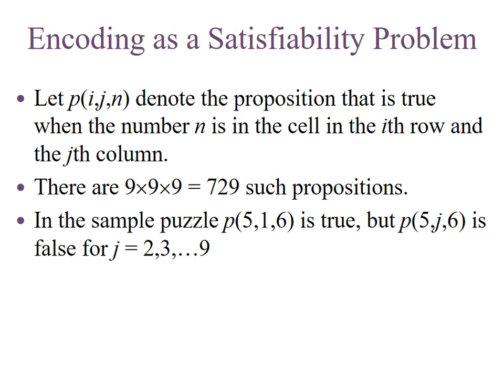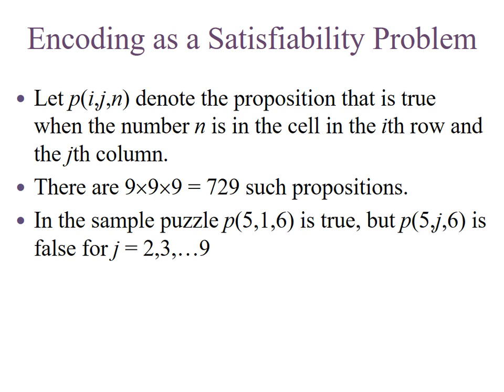Next, let's see how we transform this Sudoku problem into propositions. Actually, we can use satisfiability problems to solve this puzzle. Let's use P of ijn to indicate one position with number n. We use the i-th row and j-th column to indicate the position, and in this position we insert the number n. So n can be 1, 2, 3, 4 up to 9. That will be one proposition.